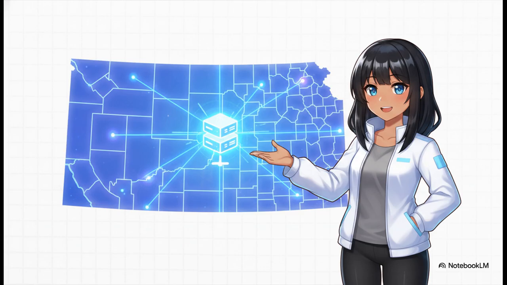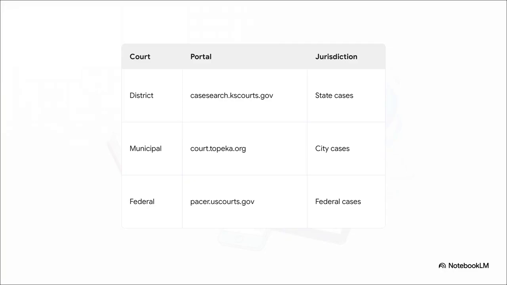The state has actually been migrating all 105 counties onto a single, web-based, centralized case management system. And the great news? Shawnee County is officially on this modern grid, making your search a whole lot easier. Now, before you start typing away, you absolutely must determine if you need the state district court, the local municipal court, or the federal court. Why? Because each one uses a completely different online portal.